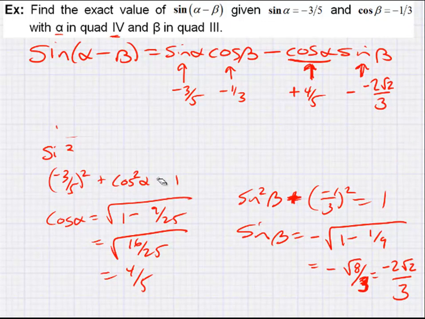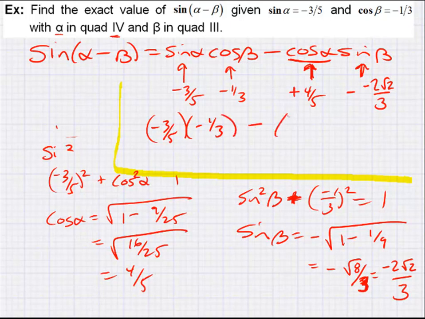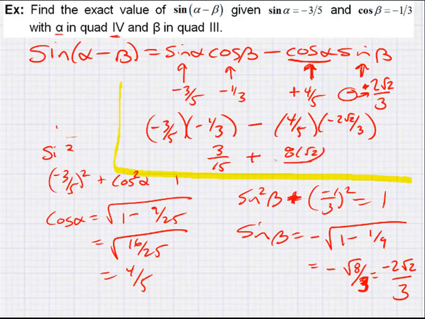So if I use this, I'm going to get negative 3/5 times negative 1/3 minus 4/5 times, this will be a double negative, we already said negative, so sorry. So that's, this negative takes into account that it's negative, so negative 2 root 2 over 3. So I'm going to get 3 over 15 plus 8 root 2 over 15, or 3 plus 8 root 2 over 15. So there you go. There's your answer.